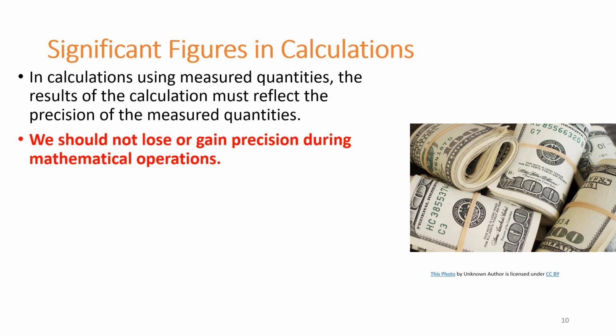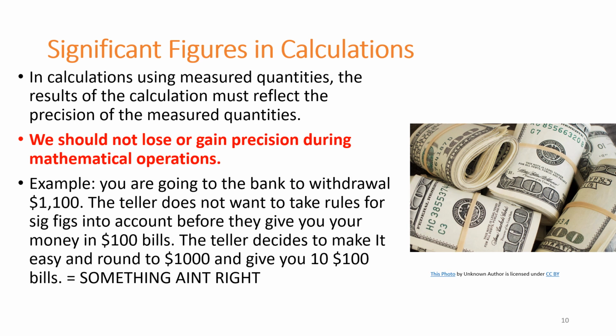We don't want to lose or gain any precision, because then that would reflect on something that is not true, essentially. If your instrument can measure only to a certain degree of sensitivity, then you can't just add significant figures to make it look like it has more precision than it does.